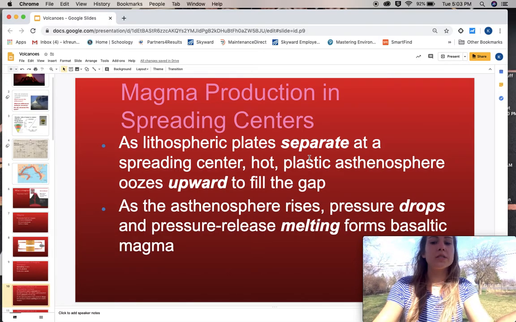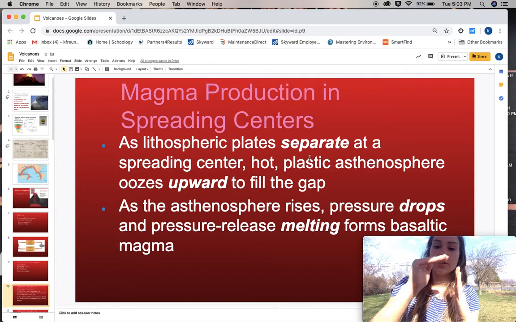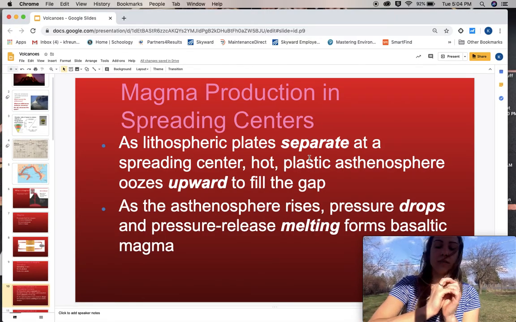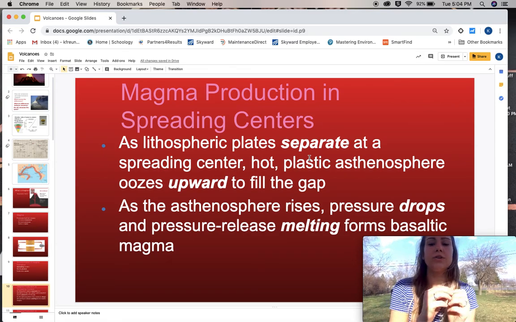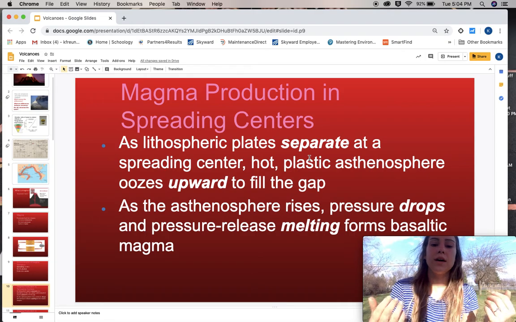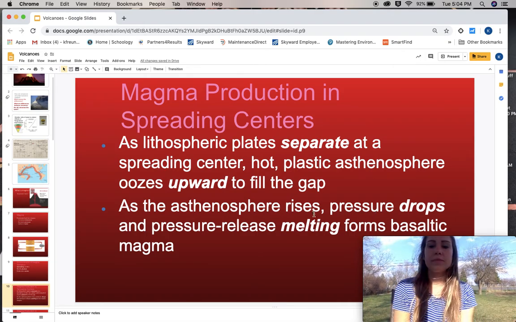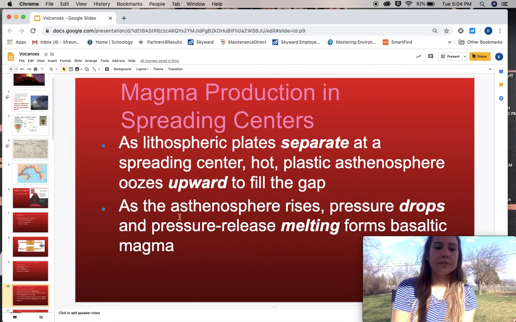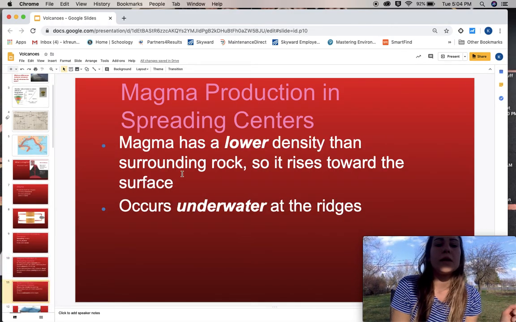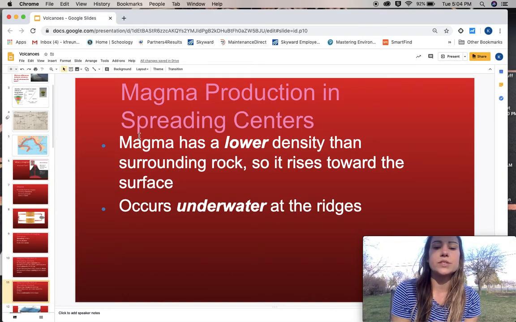from the seafloor spreading apart. As it comes to the top, it's going to have a decrease in pressure because it's coming farther and farther from the intense pressure inside the earth, and that's going to allow it to form this basaltic magma as that pressure drops and that melting occurs. So magma has a lower density than surrounding rock, so it rises towards the surface.